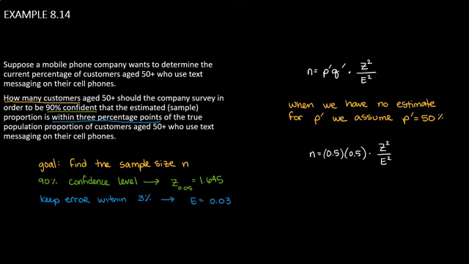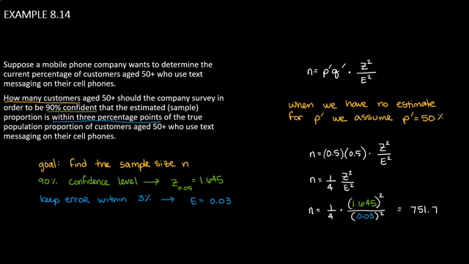So we plug in 0.5 for P prime and 0.5 for Q prime, which changes our expression to look like 1/4 times z squared over the error squared. Now we can plug in the critical value and the error that we would like to use for this study. The sample size is 1/4 times 1.645 squared divided by 0.03 squared. That comes out to be 751.7 approximately.